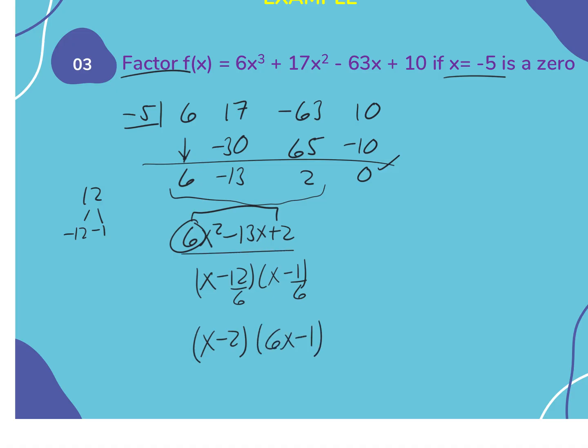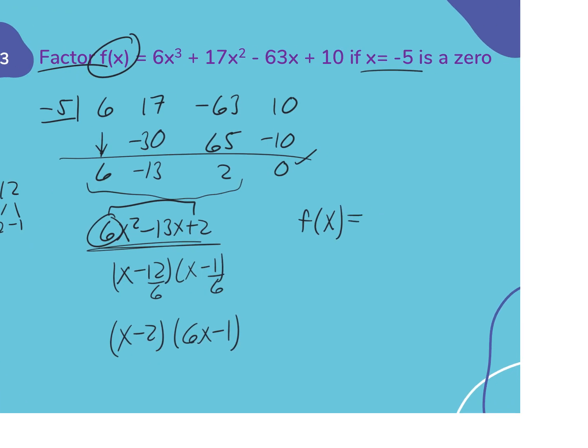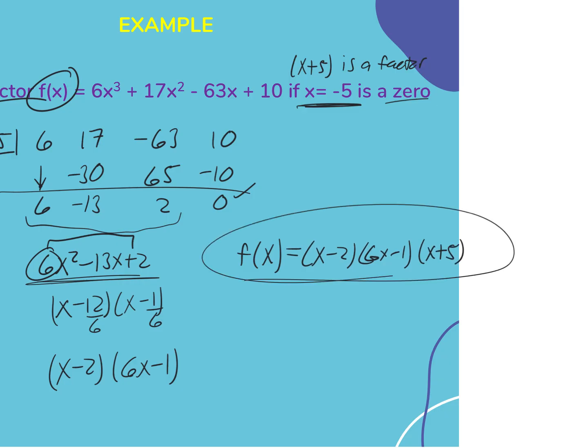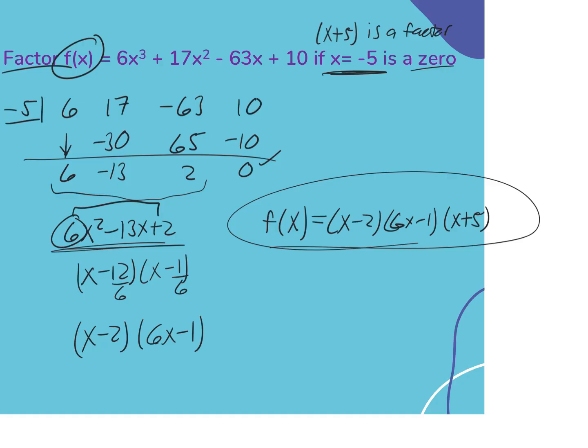All right, so this is this part in factored form, but if I want my entire f of x in factored form, keep in mind I need both of these that I just found. So x minus 2, 6x minus 1. And I need the original that we were given, right? And again, if x equals negative 5 is a 0, that's the exact same thing as x plus 5 being a factor. So that means I need to include that x plus 5 in my final answer. So then that's my factored expression, or factored polynomial.